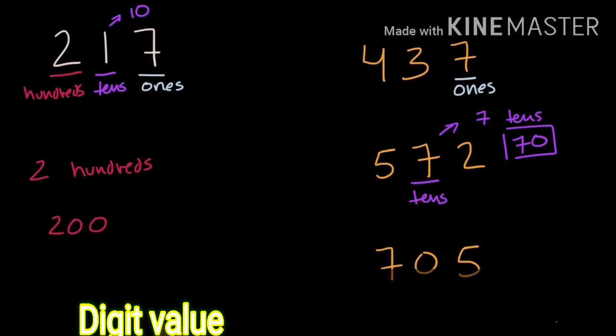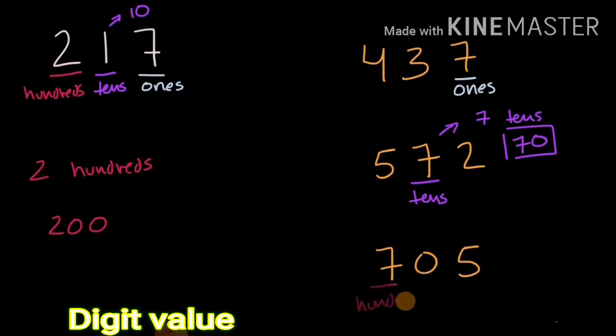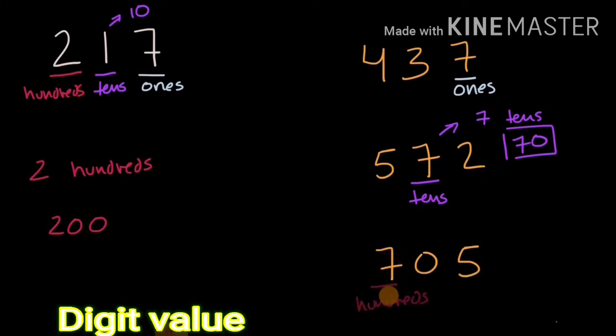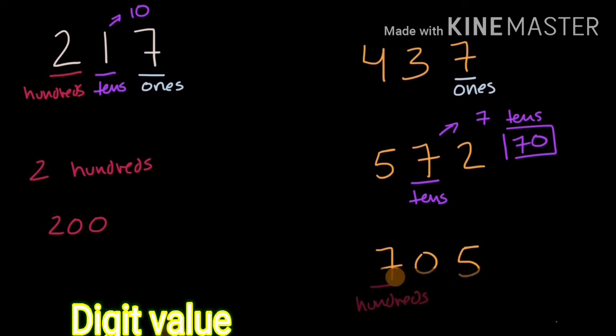And let's just check this last number here. Well, here the 7 is not in the ones place, not in the tens place. It is in the hundreds place. So this represents 7 hundreds or 700. And that makes sense. This number here is 705.